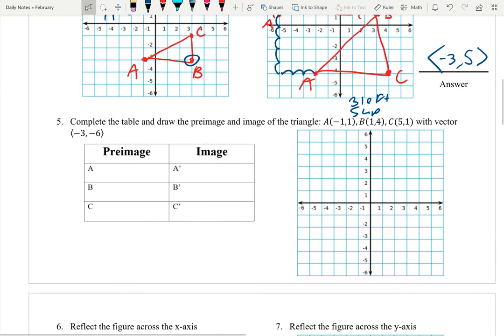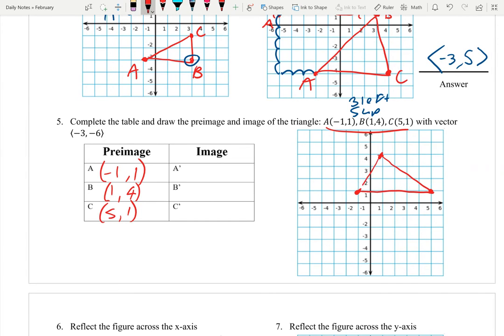All right, so now number 5, complete the table, draw the pre-image and image. So let's sketch out the pre-image real quick. Our pre-image is the points -1, 1, 1, 4, and 5, 1. So these are the points that were given to us. Let's go ahead and graph them. -1, 1, 1, 4, and 5, 1. Okay. So this is our pre-image triangle for A, B, and C.